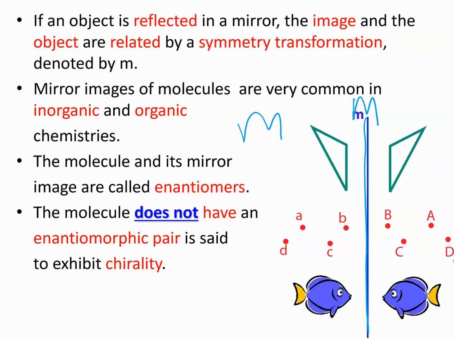Mirror images of molecules are very common in both inorganic and organic chemistry. The molecule and its mirror image are called enantiomers. A molecule that does not have an enantiomorphic pair does not exhibit chirality. Okay, I will make it simple.